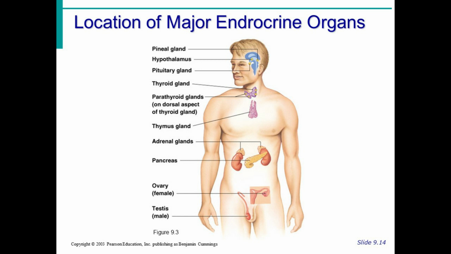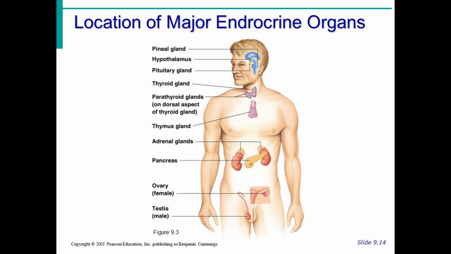The pineal gland, hypothalamus, and the pituitary gland are located in our brain. The thyroid gland and the parathyroid gland are close to each other. We have the thymus gland. We have, for the body defenses, our adrenal gland, which is, dyan galing yung sinasabi ko kanina na adrenaline.